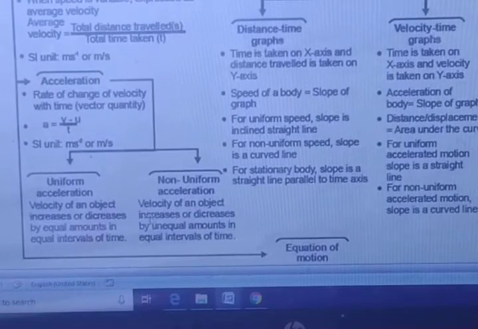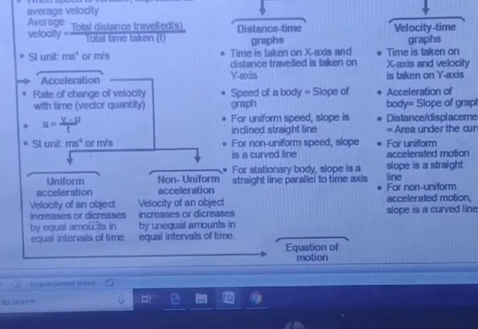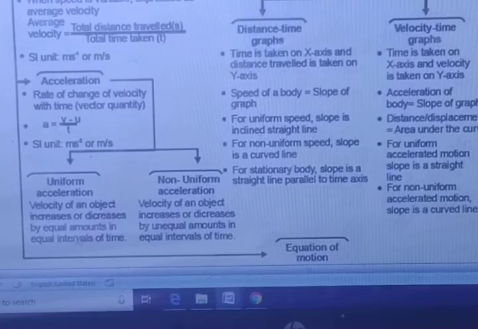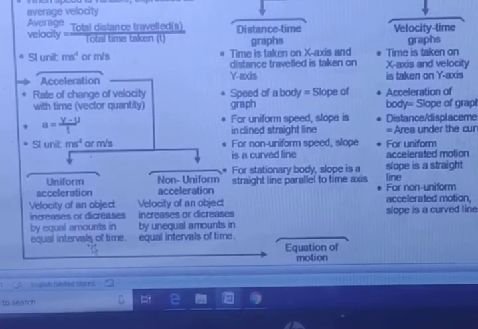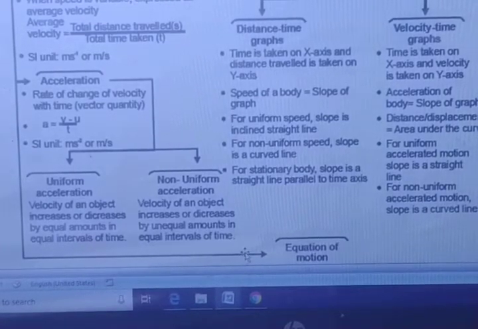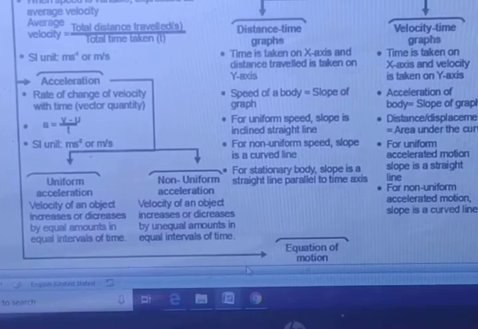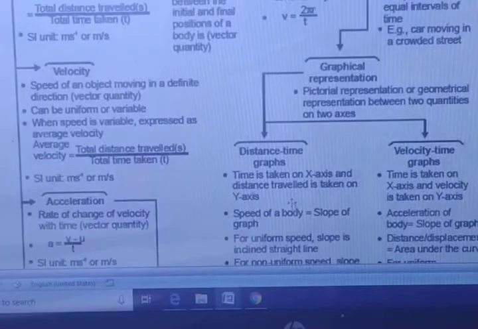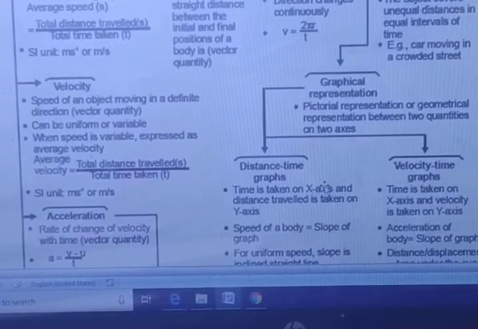Here you can see it is divided into two parts, uniform and non-uniform acceleration. When the velocity of an object increases or decreases by equal amounts in equal intervals of time, that is called uniform acceleration. And when the velocity of an object increases or decreases by unequal amounts in equal intervals of time, it is called non-uniform acceleration.